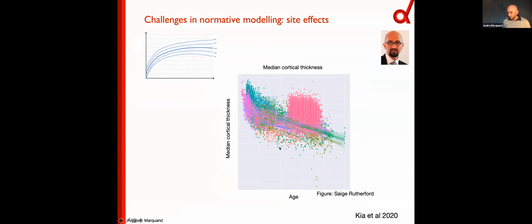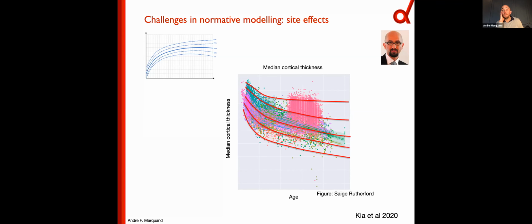Another challenge, this is work from Mozikia, is how do we model site effects. It's quite clear from this figure that there are very severe site effects present in most neuroimaging derived phenotypes. And if we were to fit a normative model in this kind of data without accounting for site effects, we'd have centiles that are hopelessly wide. So the challenge in normative modeling is not just modeling the mean, it's modeling the variance as well, as I've shown you. So we have to do something about that.